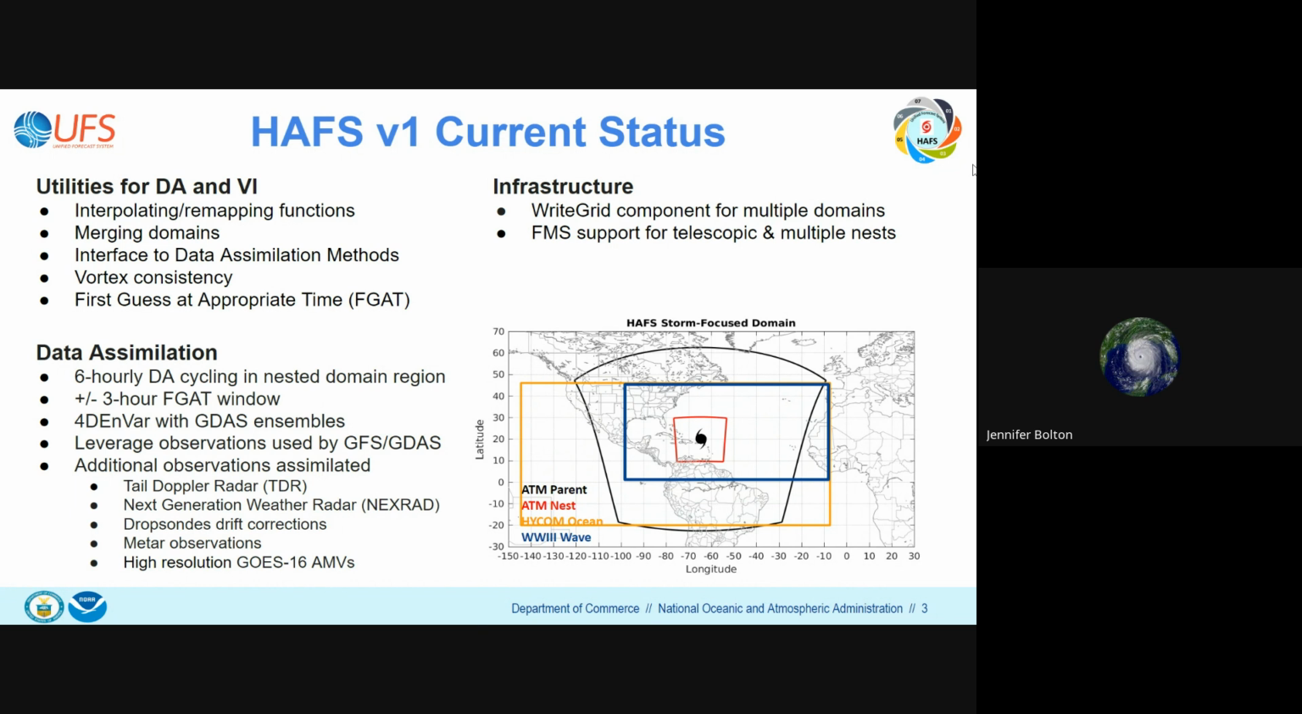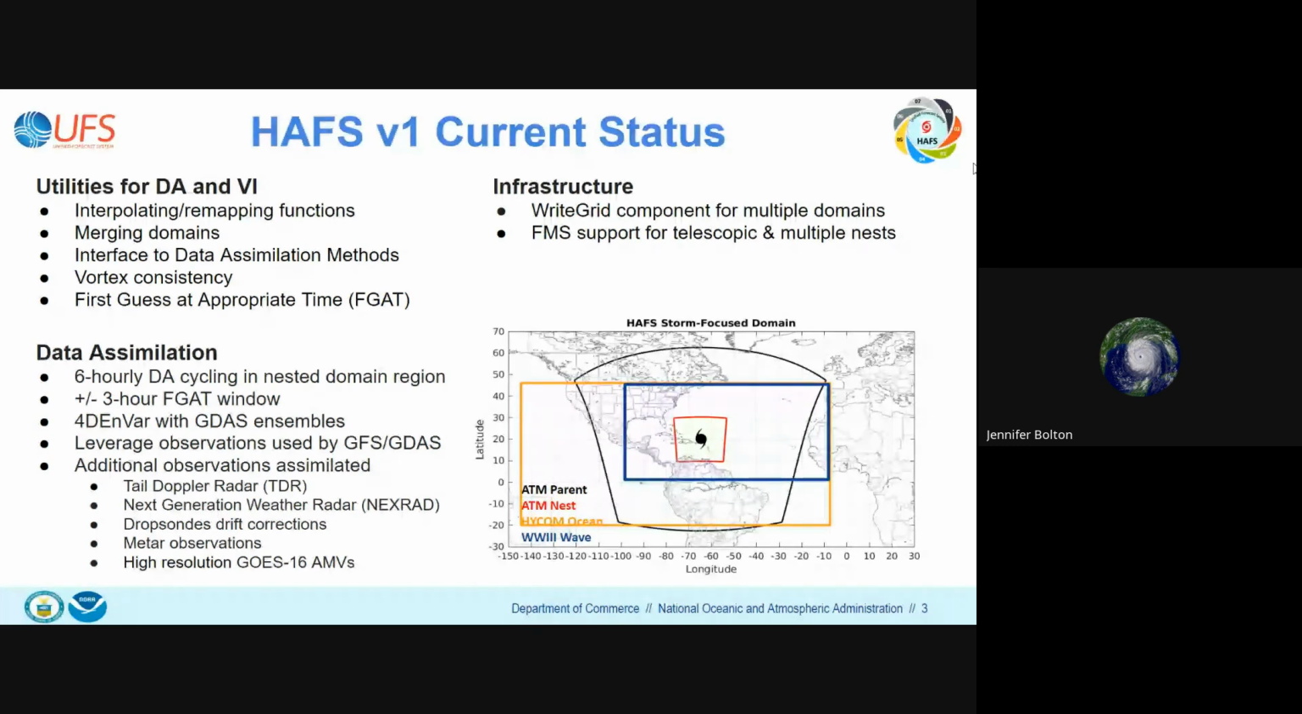In terms of our data assimilation technique, we're using a 6-hour DA cycling for the nested domain. We use a ±3-hour FGAT window. We're using 4DEnVar with GDAS ensembles. We are leveraging, of course, all observations being used by GFS, GDAS. And then for the near storm or vortex level, we are using additional observations in our core, things like TDR, NEXRAD, wherever it's available. We do dropsonde drift corrections, like we used to do with HWRF, METAR obs, as well as high resolution GOES-16 AMVs.